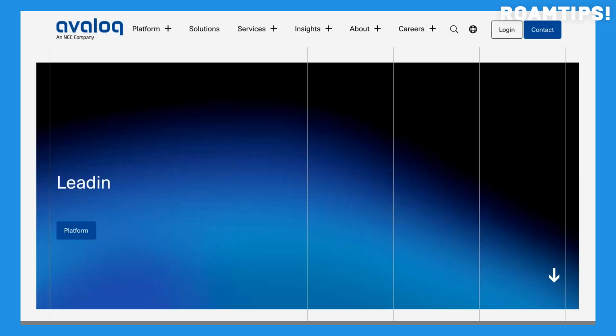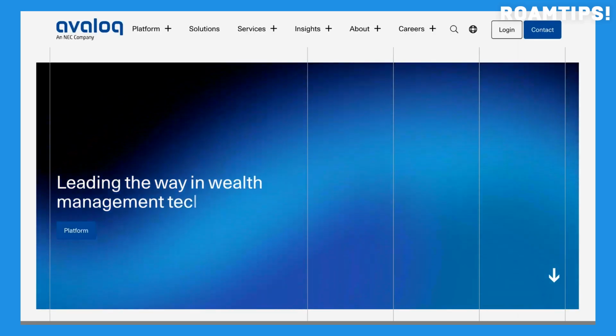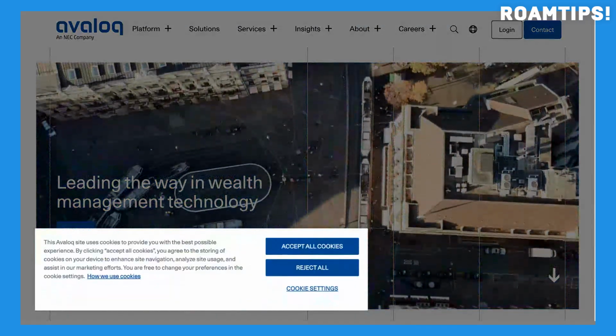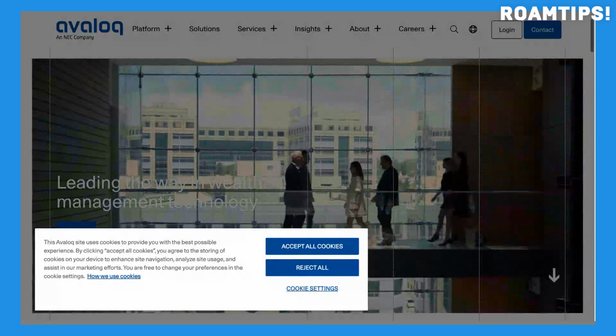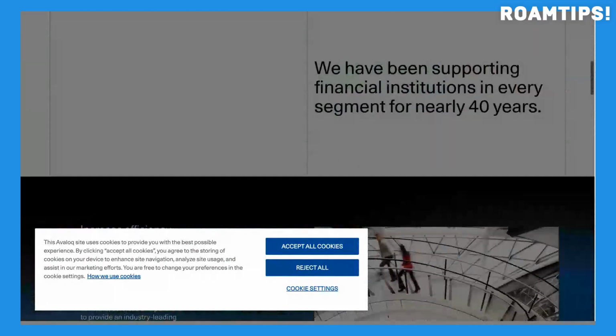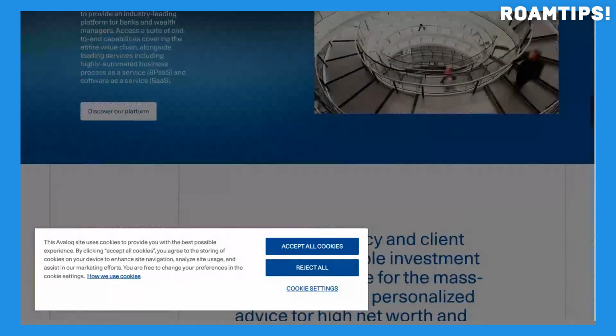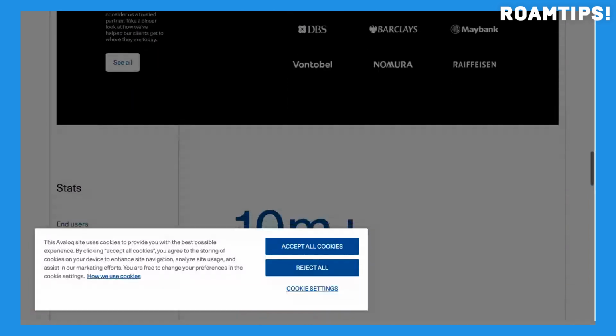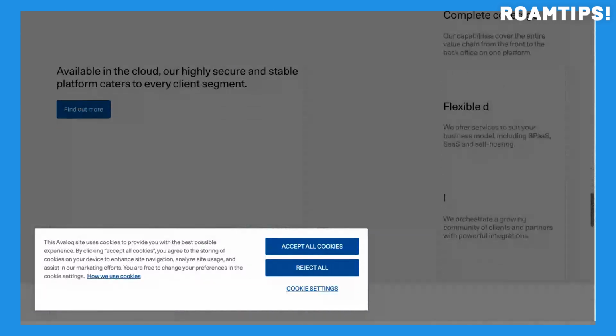Now, let's talk about my personal experience using Avaloq banking software. For context, I'm a software consultant working with a small financial institution that recently implemented Avaloq. Getting started was quite involved. The initial setup and onboarding process took several weeks, involving numerous training sessions and configuration adjustments.